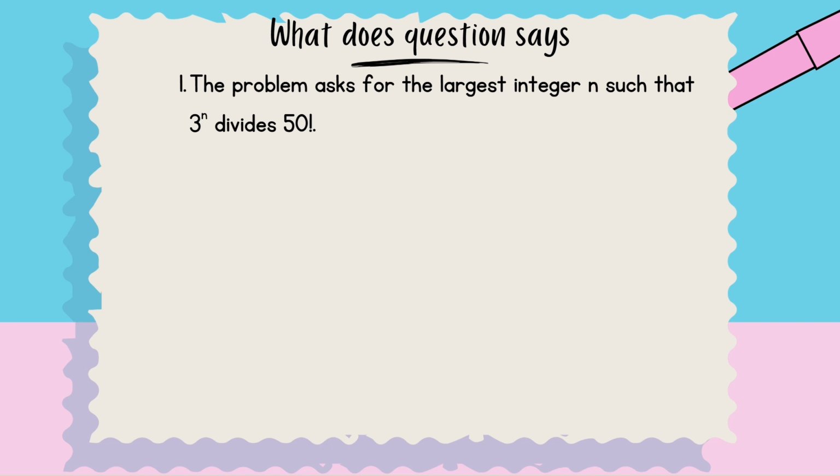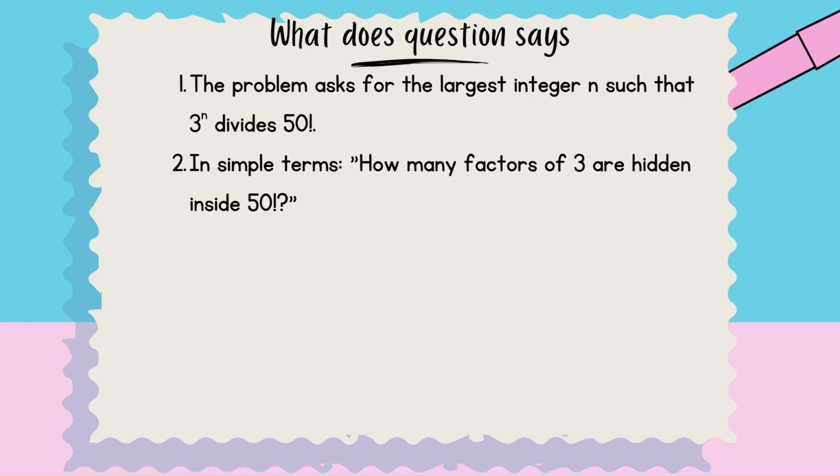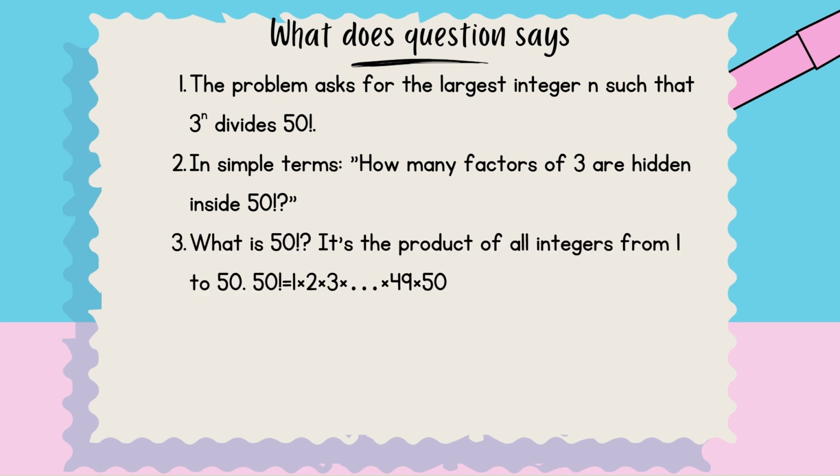So what does this question actually say? The problem asks for the largest integer n such that 3 to the power n divides 50 factorial. In simple terms, we can say: how many factors of 3 are hidden inside 50 factorial? So what does factorial actually mean? The factorial is a product of all the integers from 1 to that number. In this case, that number is 50. So 50 factorial equals 1 multiplied by 2 multiplied by 3 till 50.